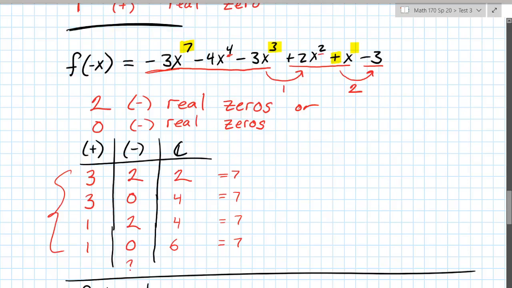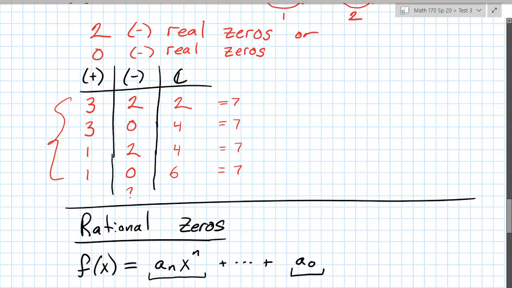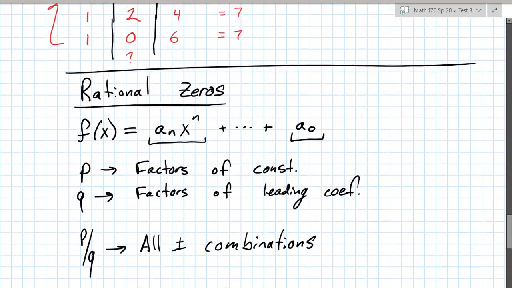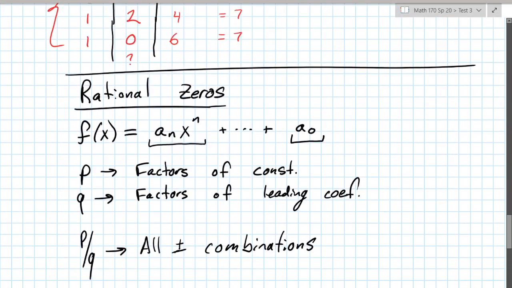So how do we know what numbers would be good to try with synthetic division in order to find our zeros? That's where the rational zeros theorem comes in. If we've got a polynomial function, we can write it in the following form. A sub n is the leading coefficient and a sub 0 is the constant term. We call p the factors of the constant term and q the factors of the leading coefficient.